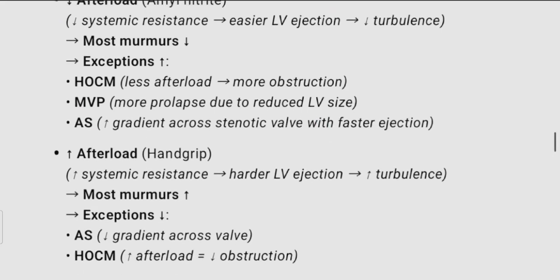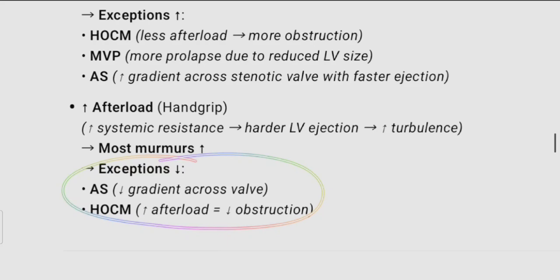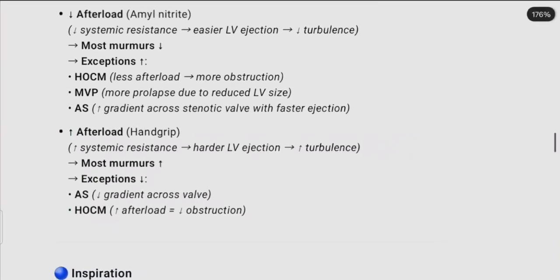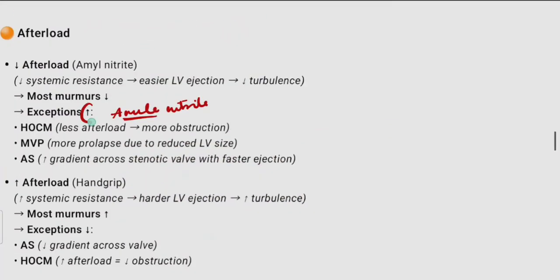Alright, next, afterload increases in the hand grip, because when you grip, resistance will increase, turbulence will increase, and most of the murmurs will increase. Exceptions are going to be aortic stenosis and HOCM, where instead of increasing, it will decrease. Since we have learnt only exceptions, I will tell you to learn here as well exceptions only. Amyl nitrite is the big one, so this is going to increase your murmur here.